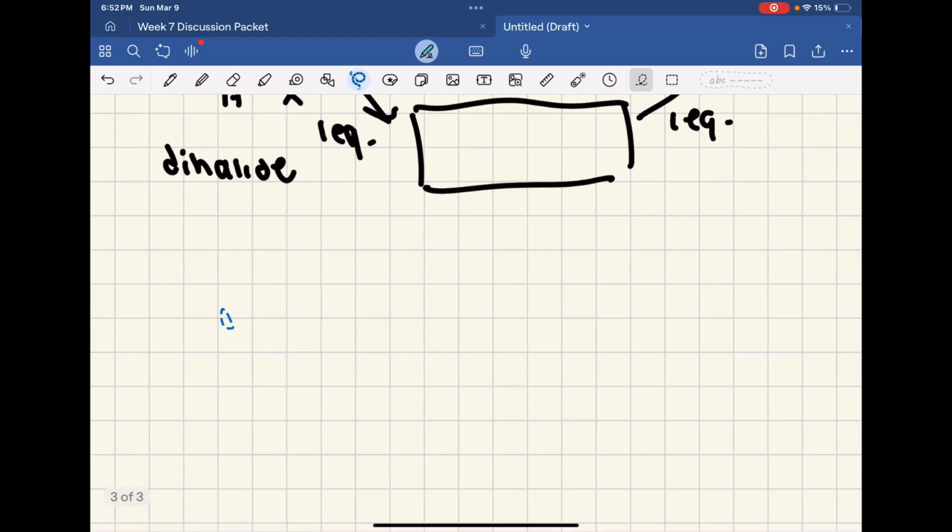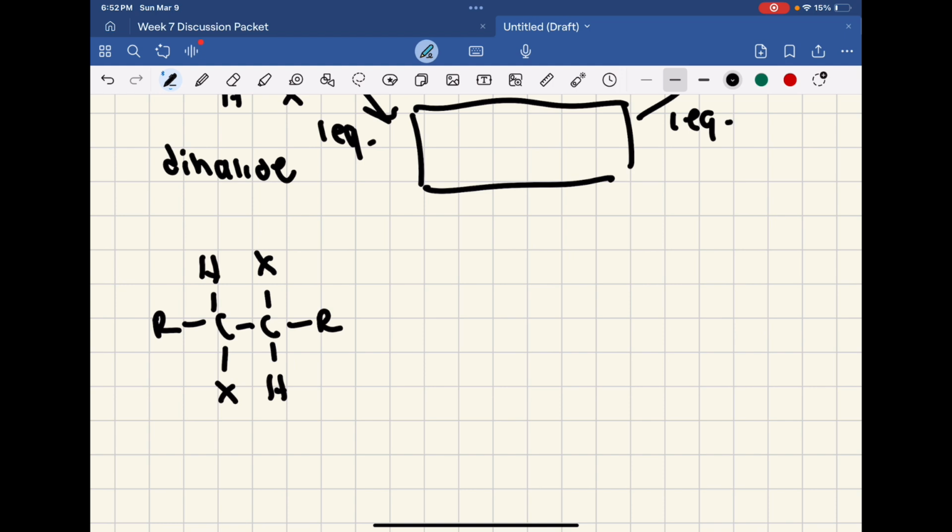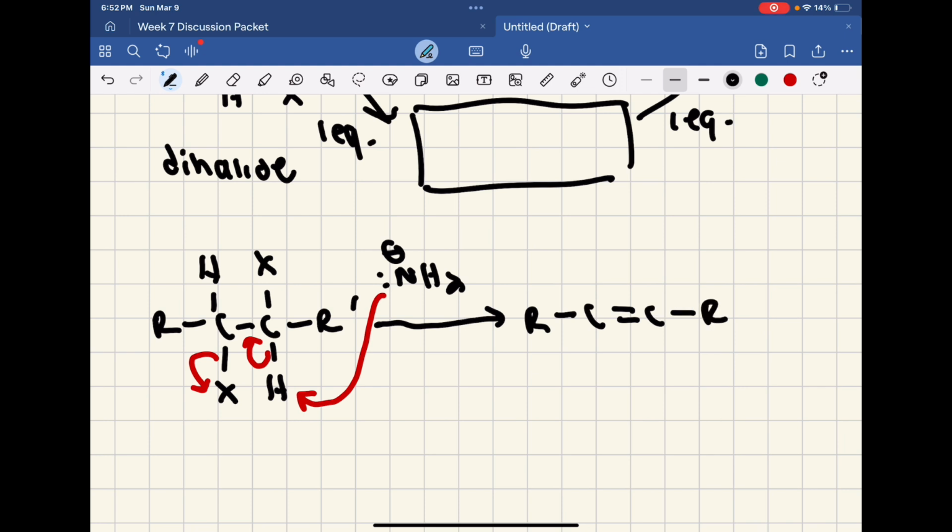Okay, so if we started with this, and let's show the first equivalent. So NH2 minus. I don't care about the spectator ion. You can imagine that the first equivalent is going to deprotonate a proton, donate that electron density in to form a double bond, facilitating the removal of the halide. Something like that. So that would form an alkene. Okay, so 1 equivalent forms an alkene.